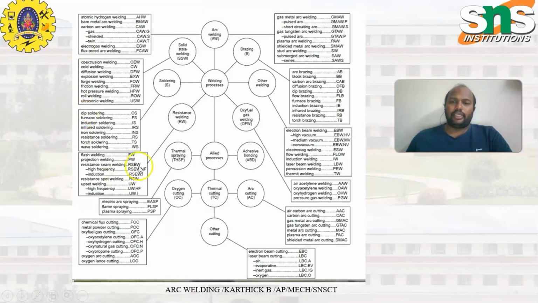Here you can see we can classify the welding process into arc welding, where there are many types of arc welding, solid state welding, brazing, soldering, resistance welding, oxyfuel gas welding, thermal spraying, allied process, adhesive bonding, oxygen cutting, thermal cutting, arc cutting, and other cutting process. So there are this many types of welding process which are prevalent in the world of welding, right? In the upcoming video, we will see some of the major commonly used welding process.